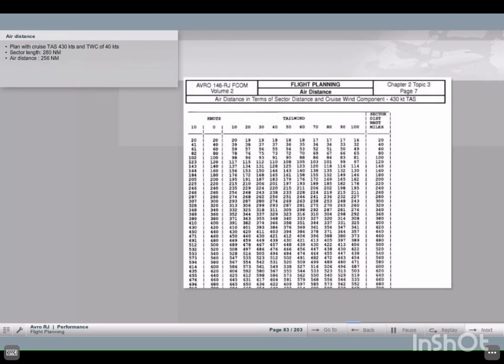We plan a cruising TAS of 430 knots and have an average tailwind of 40 knots, and the sector length is 280 nautical miles. The resulting air distance is 256 nautical miles.